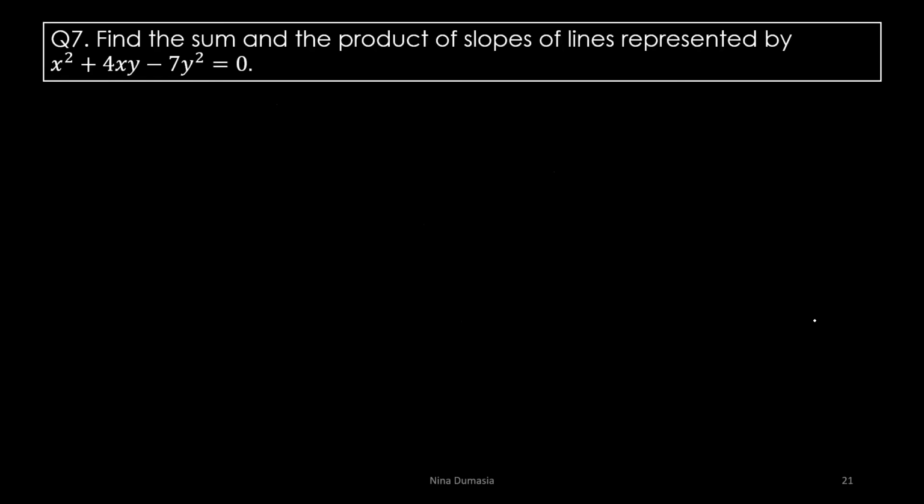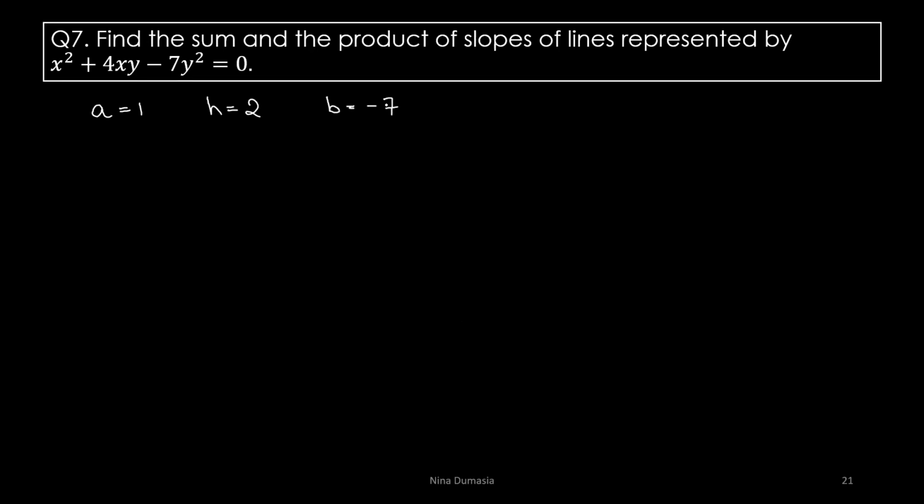Find the sum and the product of the slope of the lines represented by x square plus 4xy minus 7y square is equal to 0. यहाँ पे भी let us find out the value for a, h and b. ठीक है? So here I am not writing down the statement now, but we know that a is 1, फिर h का value क्या आएगा 2 because 2h is equal to 4 and b का value will be minus 7.